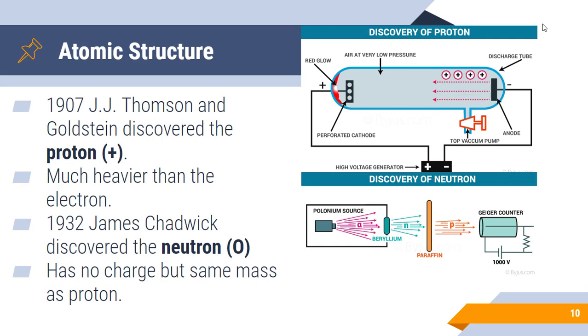Now, a couple years later, in 1907, J.J. Thomson and Goldstein discovered the proton. What they did discover was that the proton had a positive charge and was much heavier than the electron. Now, at this time, there really wasn't necessarily a model for the atom. All they really knew is that there were some negatively charged particles and some positively charged particles.